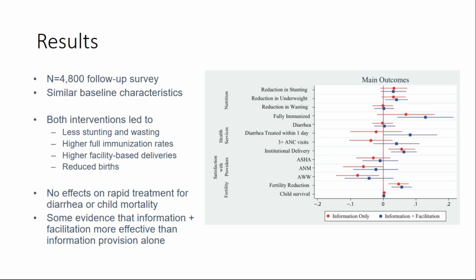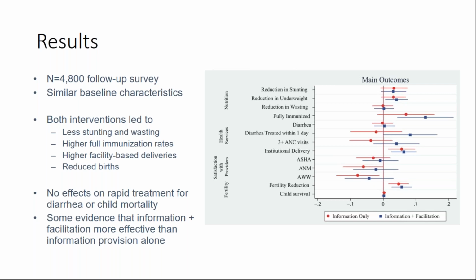What you can see is that for nutrition, stunting and wasting indicators, the information and the information plus facilitation interventions both had very similar effect sizes. So it was not the case that the facilitation added to the effect of the intervention. For full immunization, we do see a stronger effect for the information plus facilitation. And in terms of the magnitude of these effect sizes, at least for stunting, there's about a 3 to 4 percentage point reduction, which you can see in this figure.